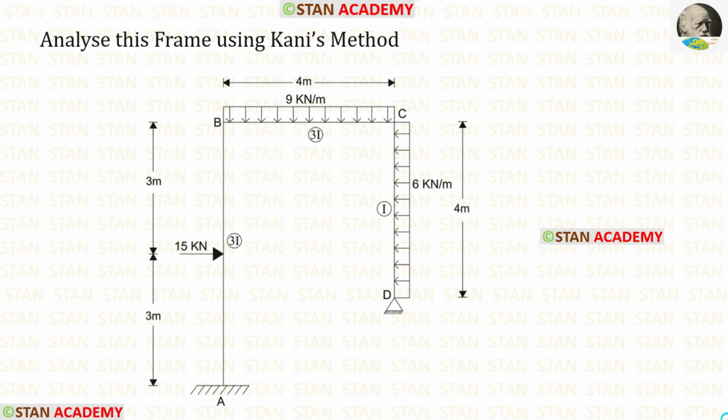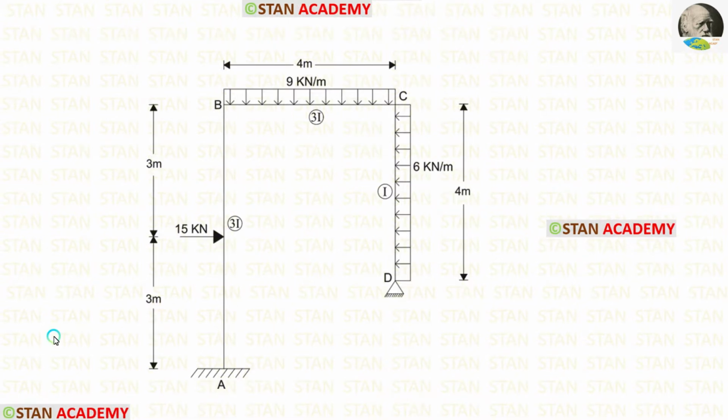Hello everyone, today we are going to analyze this frame using Kani's method. Before analyzing, let us see the frame one time. In this frame, there are two columns, column AB and column CD.